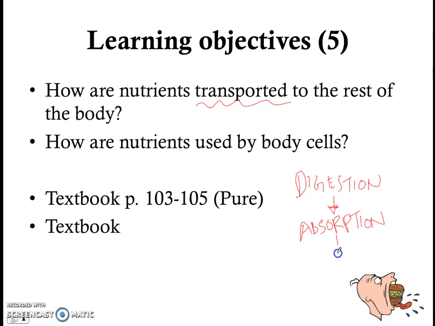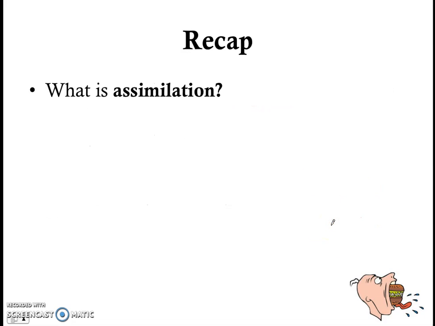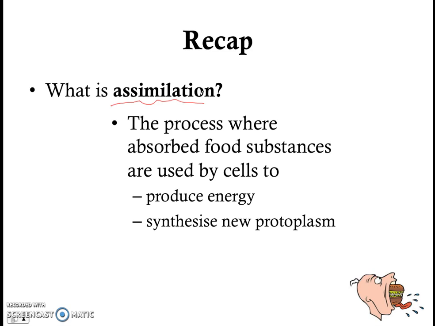Now, if you remember the word for that, I hope you remember the next stage after absorption. And yes, the next stage is called assimilation, right? Assimilation. And I hope that you remember what it means. You can always refer back to your notes. Assimilation simply is the process where these food substances are used by cells to produce energy and to synthesize new protoplasm. So basically it's the use of the nutrients.